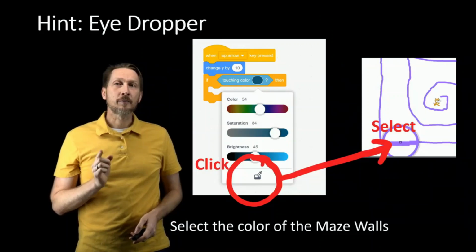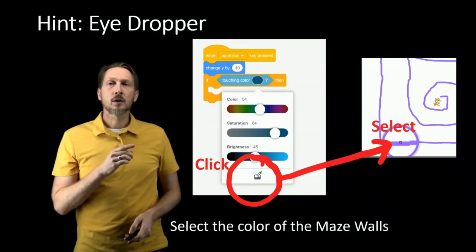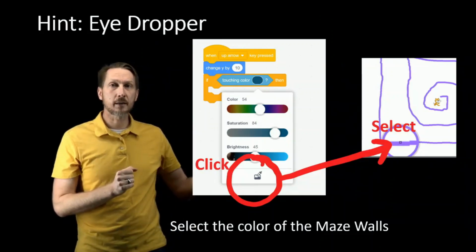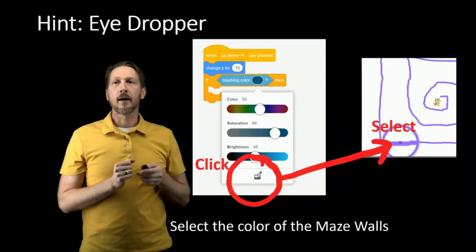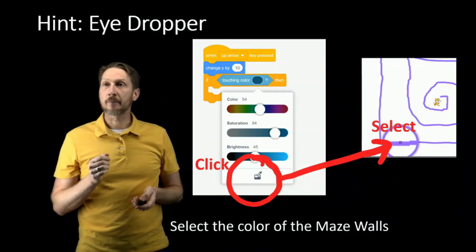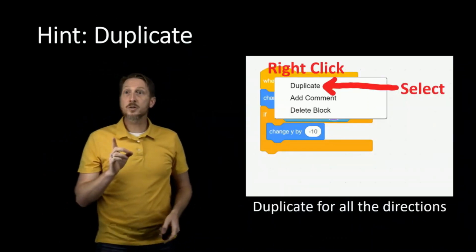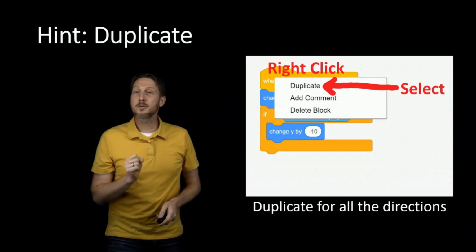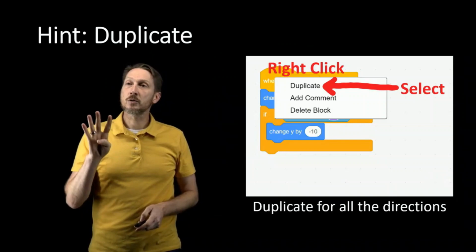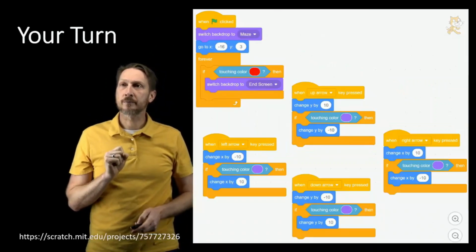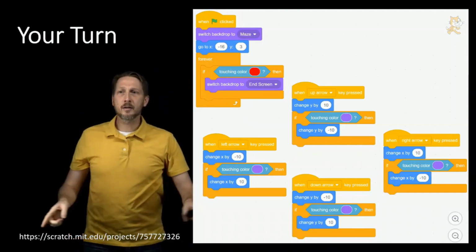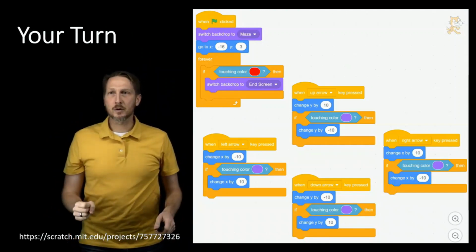Now, to pick the color that's inside your if blocks, click on it and then click this eyedropper tool. That way you can select the exact color of the wall. And when you select the exact color of the wall, now it will work every time. Here's another hint. Once you create one of these directions, you can duplicate that chunk of code and just change the values in it, so you can quickly make all four directions. Your turn. Here's the overall project that I created, and here is my Scratch project if you want to go and see it.